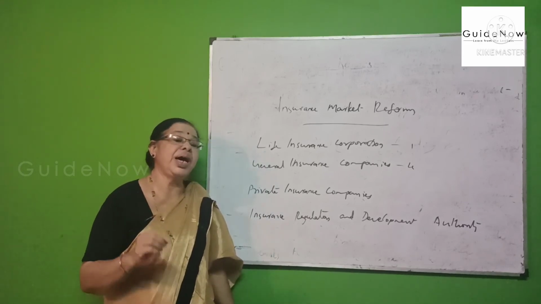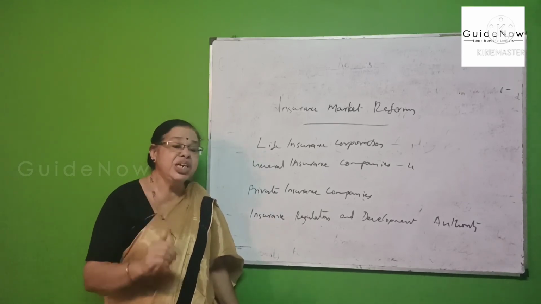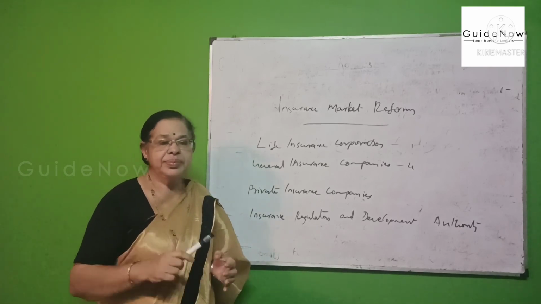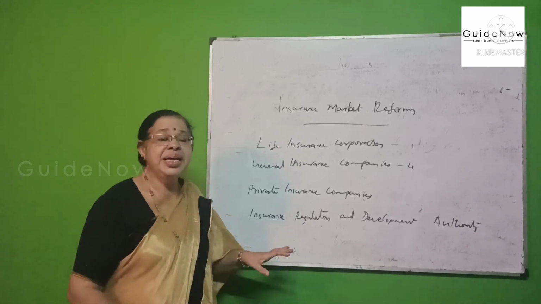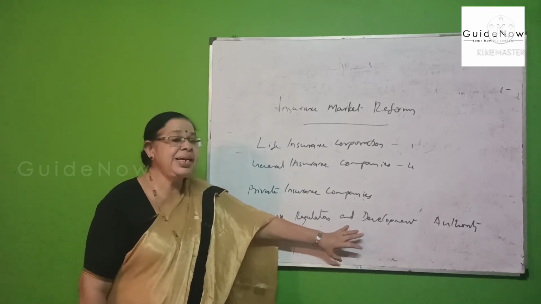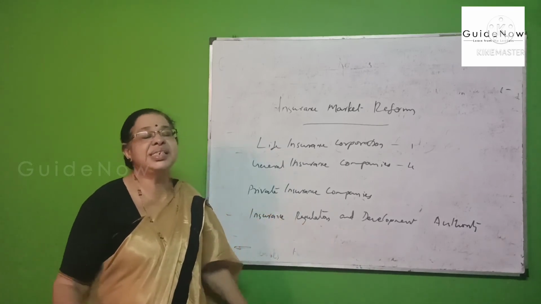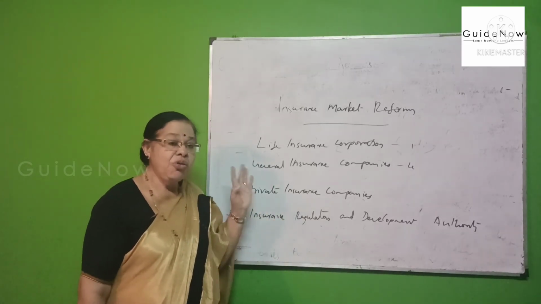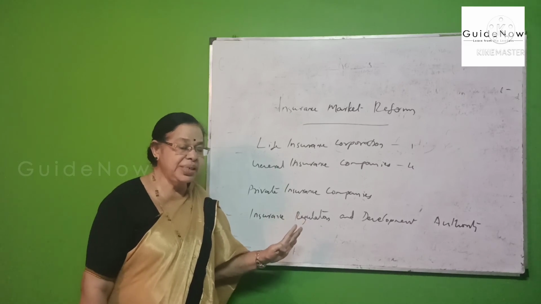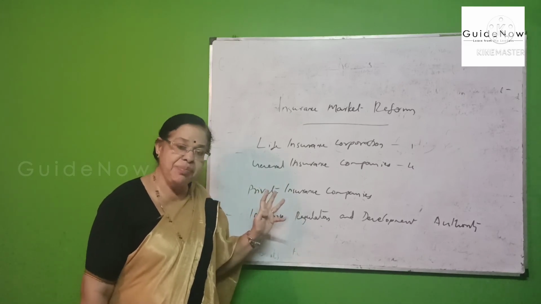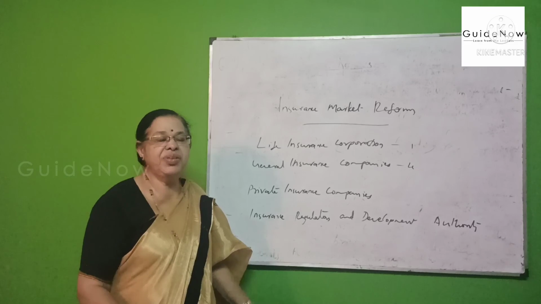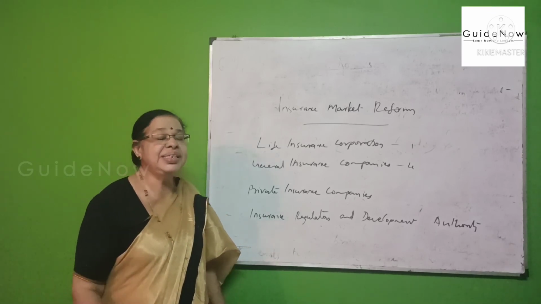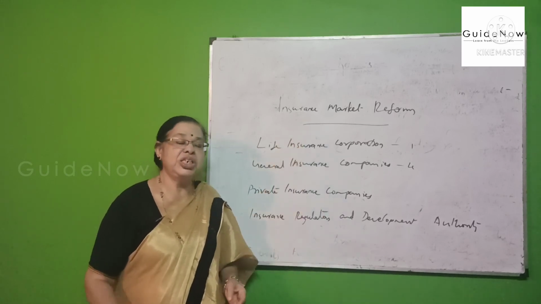In order to control and regulate private sector insurance companies, a particular body was appointed by the government, known as IRDA, Insurance Regulatory and Development Authority. These are the important reforms here. Before 1991, life insurance corporation and general insurance companies were under the public sector. After 1991, a new reform came, known as IRDA. These are the main reforms introduced in the insurance sector.